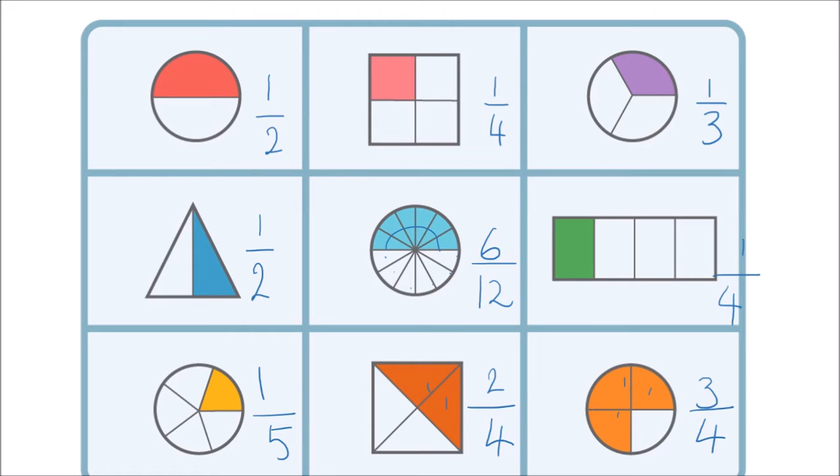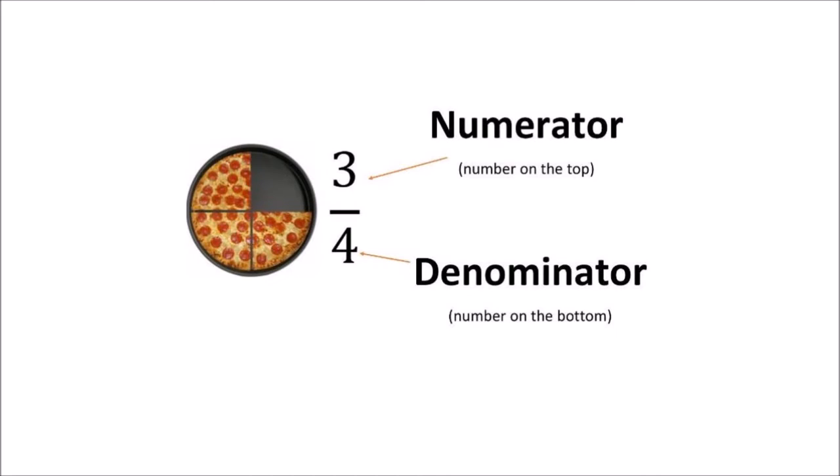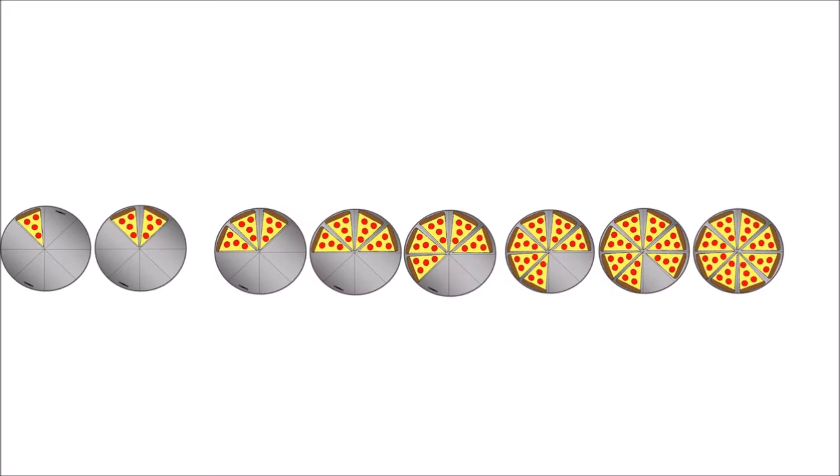So the number at the top represents how many are colored or how many we're taking, and the number at the bottom is how we're cutting it. The number at the top is called the numerator, and the number on the bottom is called the denominator. So here we've cut the pizza into 4 equal parts, and we've taken 3.